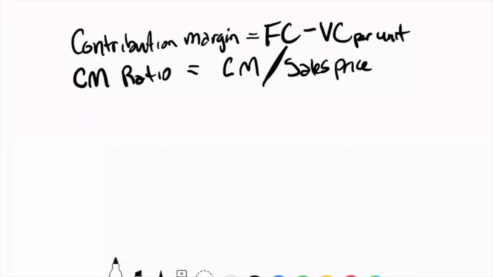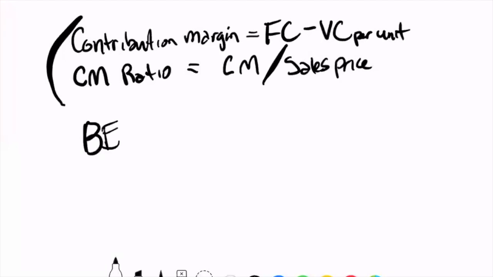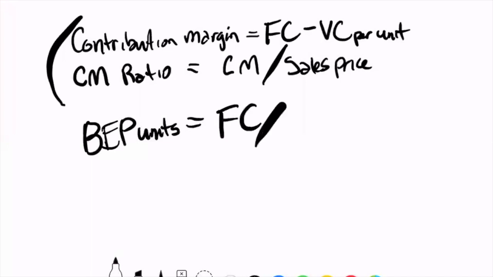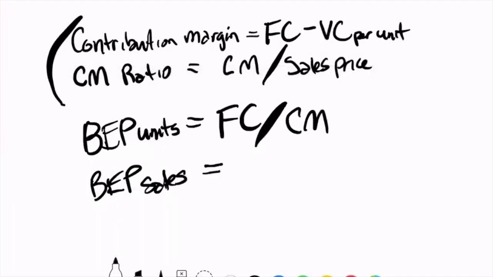So when we look at this, these two go into different types of break-even analyses. If we want to understand our break-even point in units, then we're going to understand our fixed costs divided by our contribution margin. However, if we want to understand our break-even point in sales, then we're going to look at our fixed costs divided by our contribution margin ratio.